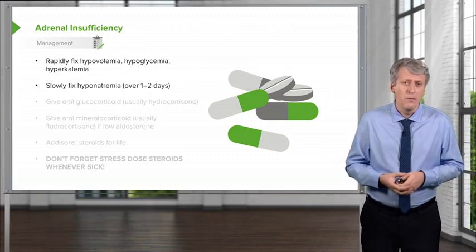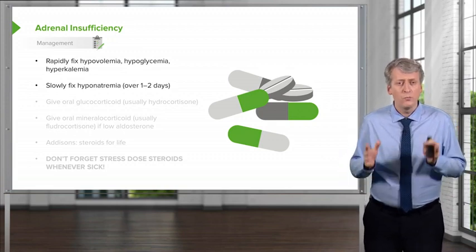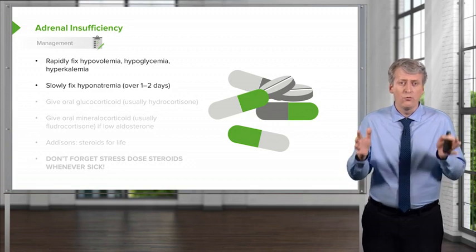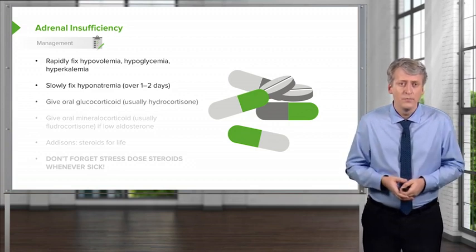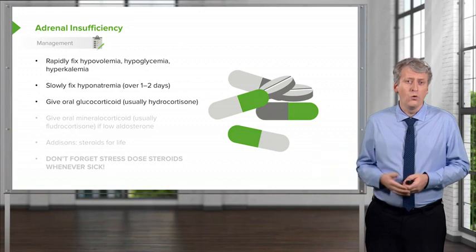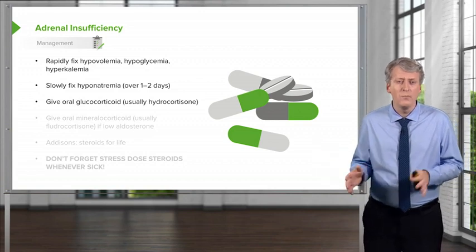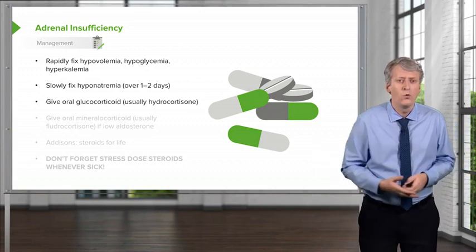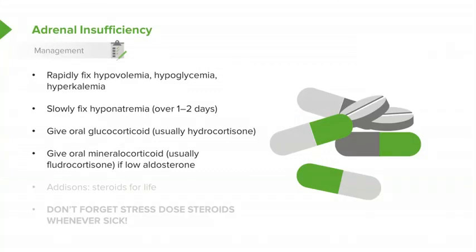Slowly, we will fix the hyponatremia over 1 to 2 days to prevent brain problems as a result of rapid shifts in osms. We'll give oral glucocorticoid, usually hydrocortisone because it has also some mineralocorticoid effect, and we'll give oral mineralocorticoid, usually fludrocortisone, if the low aldosterone is present. In patients with Addison's, they will need steroids for life. There's no bringing these adrenal glands back.